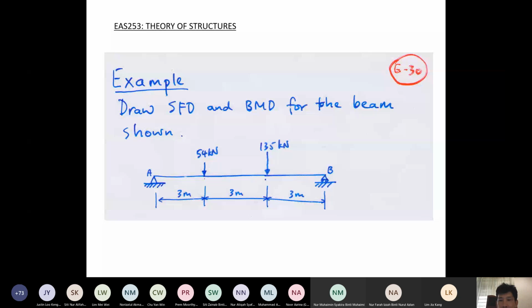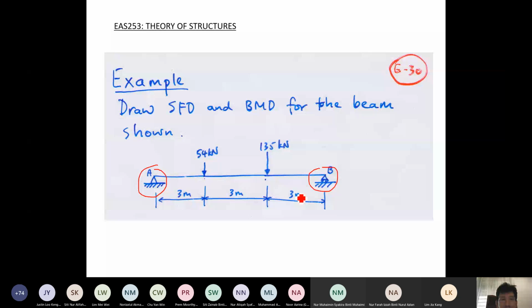So, simply supported beam, we have one end here pin support, the other end roller, so this is a simply supported beam. The loading is a 54 kN and a 135 kN point load, and 3 m, 3 m, 3 m. So the span is 9 m.